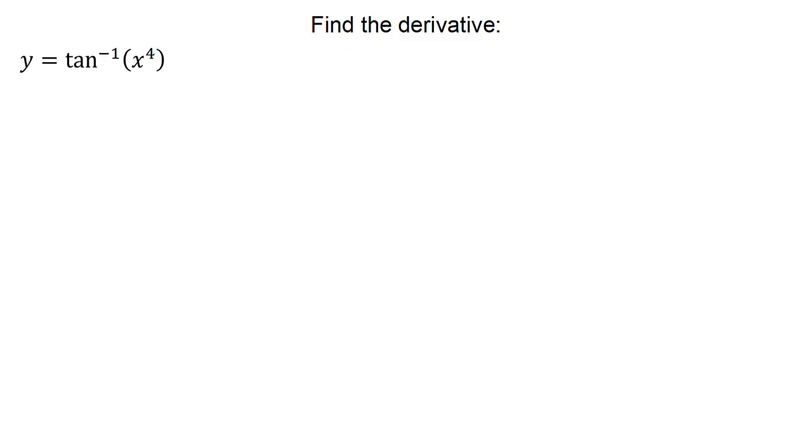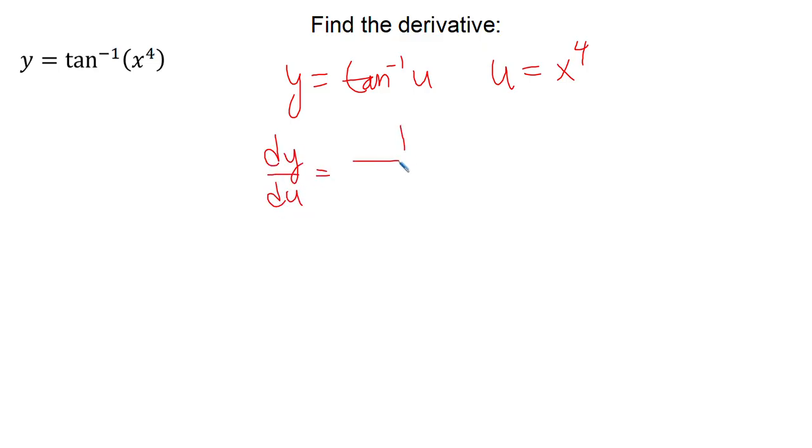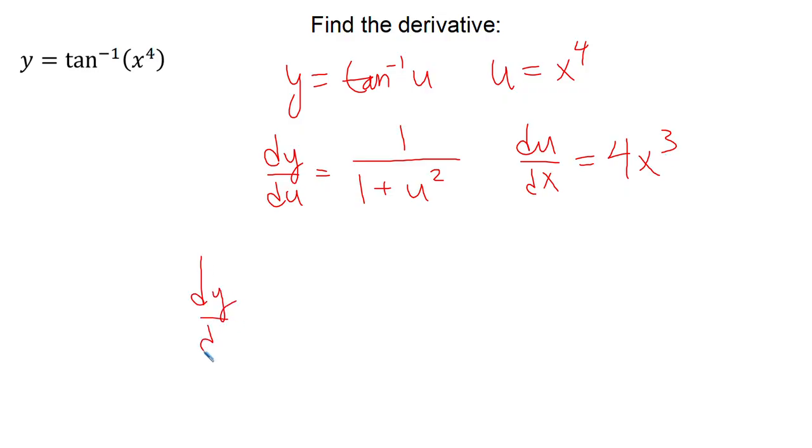For number 13, we have an inverse trig function again. So we have y equals the inverse tangent of u, where u is equal to x to the 4th power. So the derivative of inverse tangent of u is a rule we should have memorized. It's 1 over 1 plus u squared. And then du dx should just be 4x cubed. So we just multiply those two things together to get our dy dx.